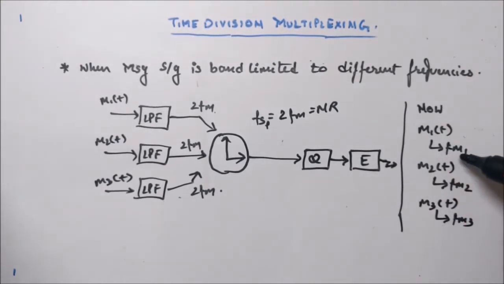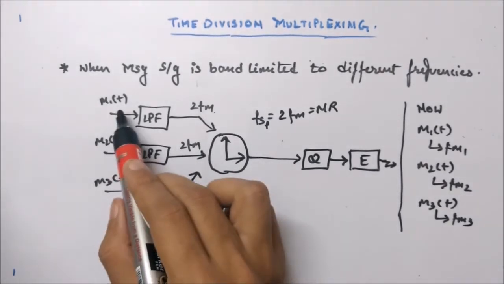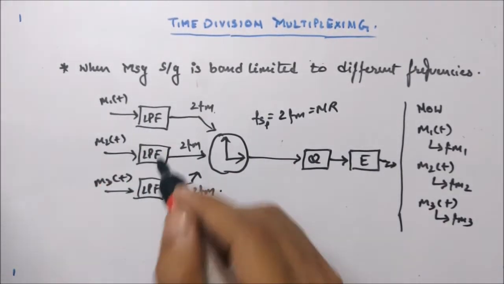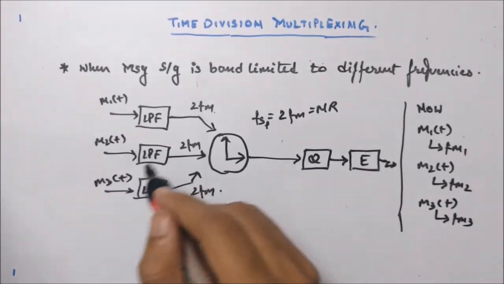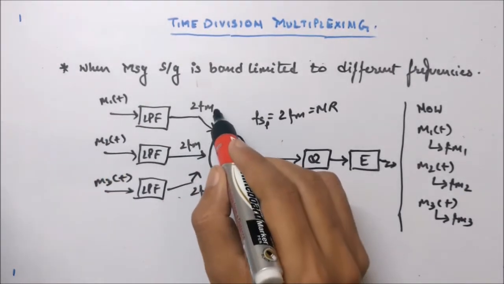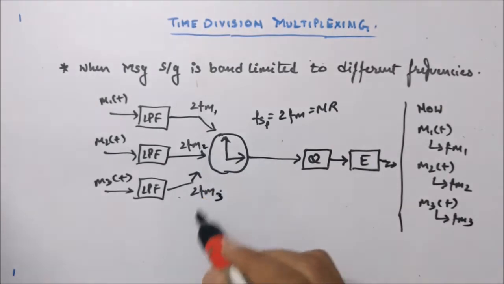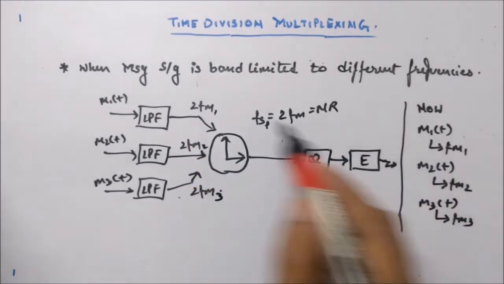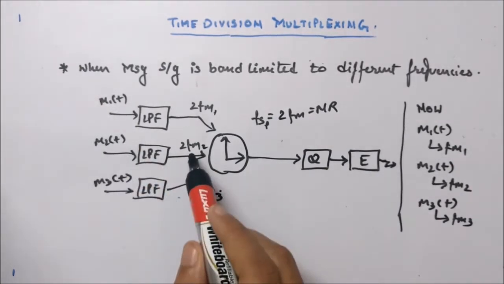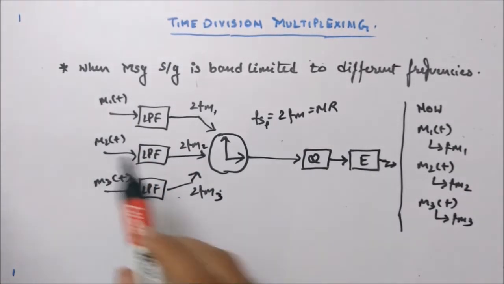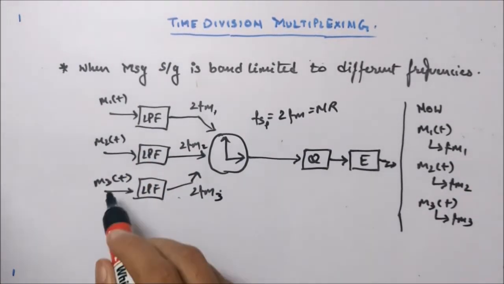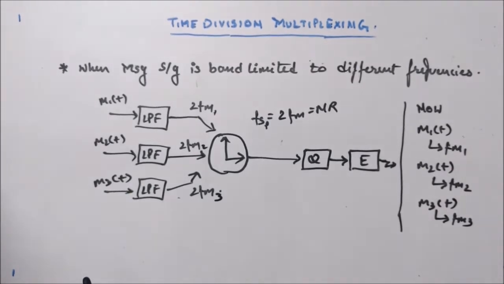Meaning m1(t) will be band limited to FM1, m2(t) will be band limited to FM2, m3(t) will be band limited to FM3. So what will happen now, since all three of them are limited to different frequencies, the Nyquist rate will look like this. 2 into FM1, the Nyquist rate for M1, 2 into FM2 will be the Nyquist rate of M2, 2 into FM3, the Nyquist rate of M3.